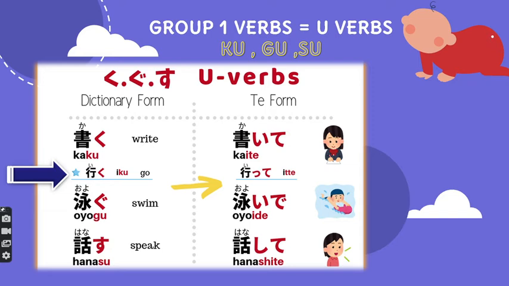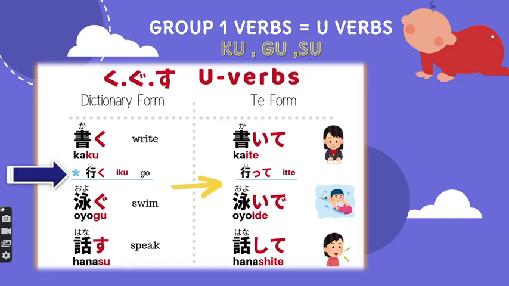And now the 3 different ones. Now it's time for ku, gu, su. So whenever a verb ends with ku, gu, or su, it should click in your mind that it's a group 1 verb. Okay. So here is how it conjugates. Ku will become ite. For example, kaku will become kaite. But here, iku is an exception.